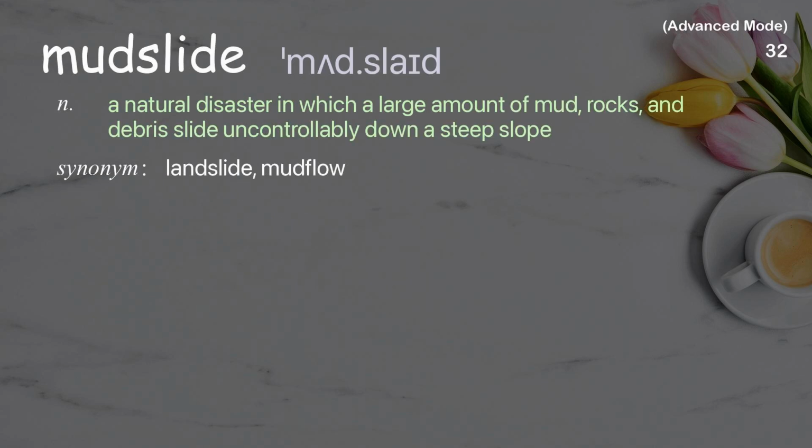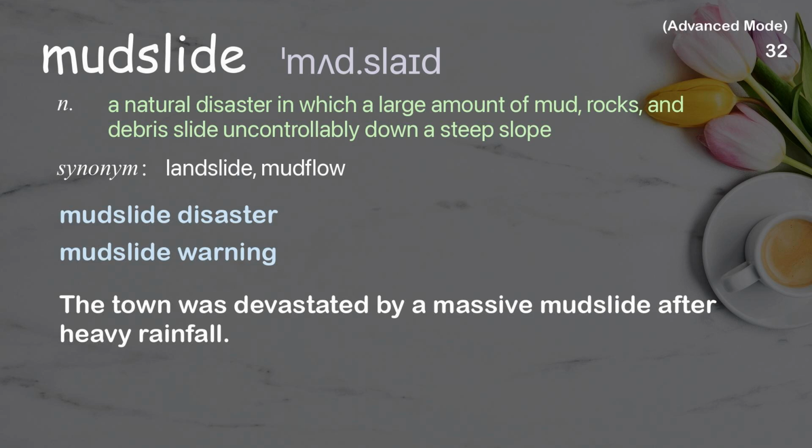Mudslide. A natural disaster in which a large amount of mud, rocks, and debris slide uncontrollably down a steep slope. Examples: Mudslide disaster. Mudslide warning. The town was devastated by a massive mudslide after heavy rainfall.